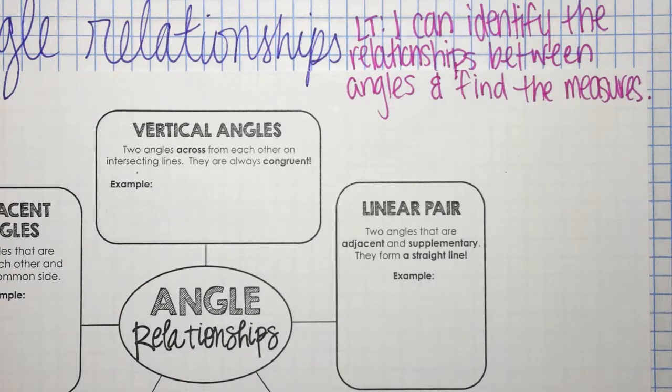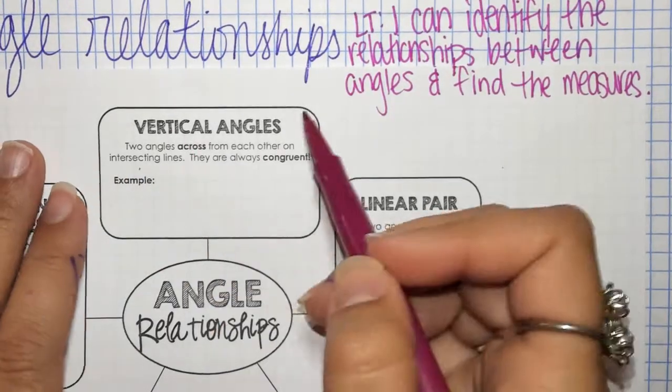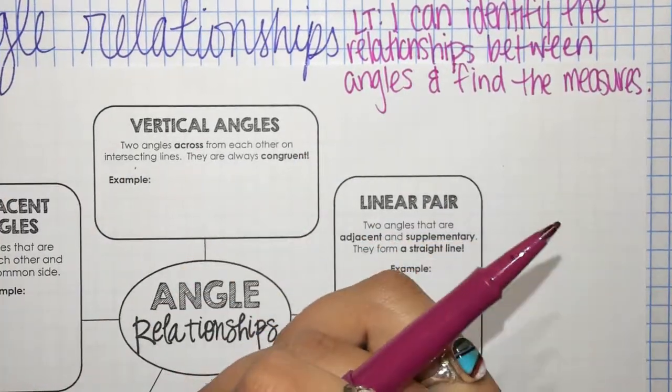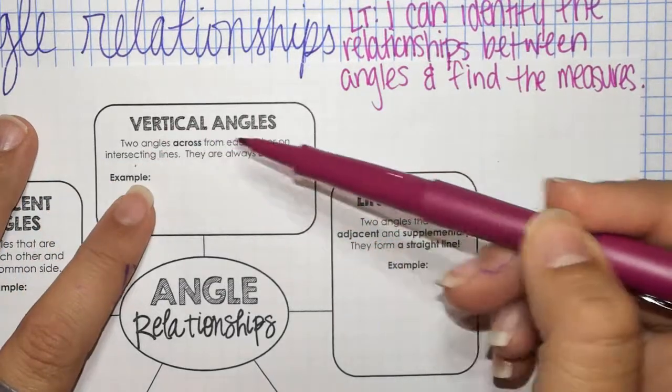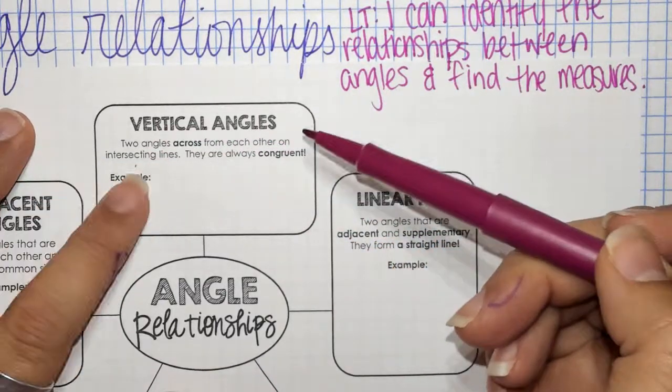Now, what does the word vertical mean? Up and down. Okay. And what is an angle? Where two rays meet. So if it's vertical angles, what do you think would happen? They meet. Okay. I'm just asking you to explain vertical angles. That was the question. So it says two angles across from each other on intersecting lines.